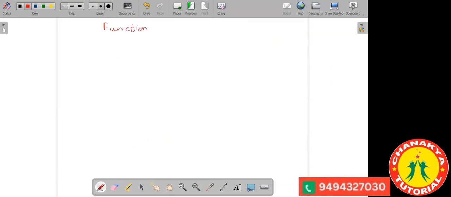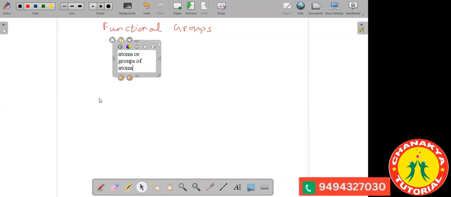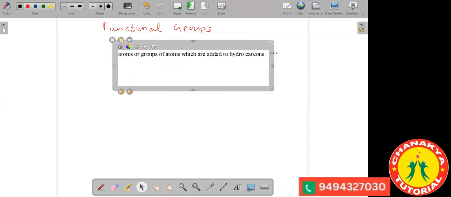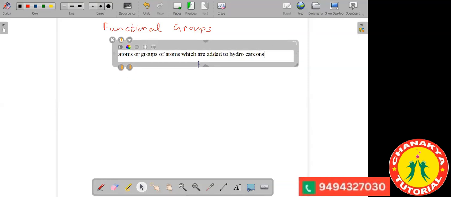Functional groups are atoms or groups of atoms which are added to hydrocarbons. Basically, to the hydrocarbon, like we had seen alkane, alkene and alkyne, if you have some other elements or a group of atoms added, then they are called functional groups.